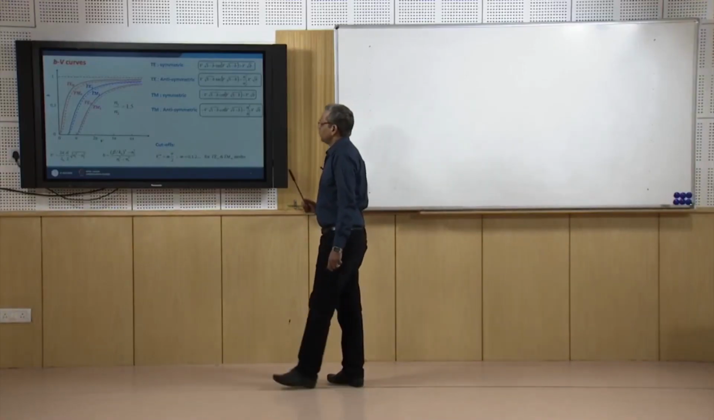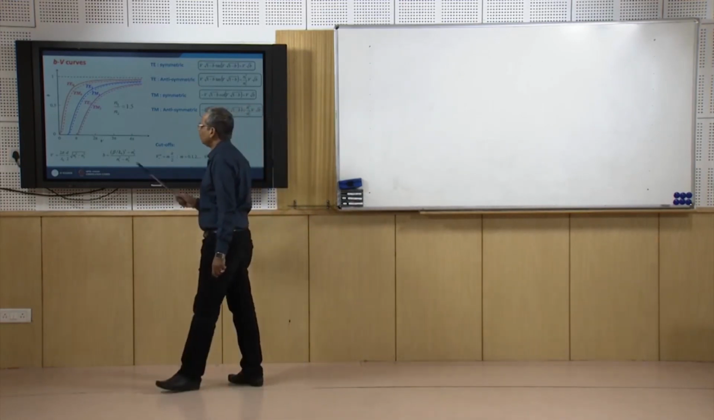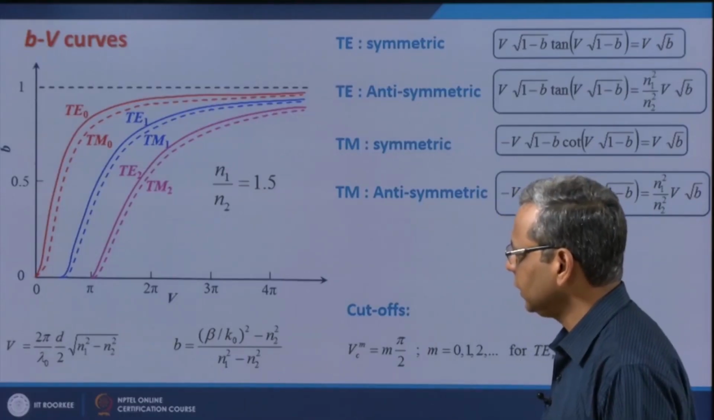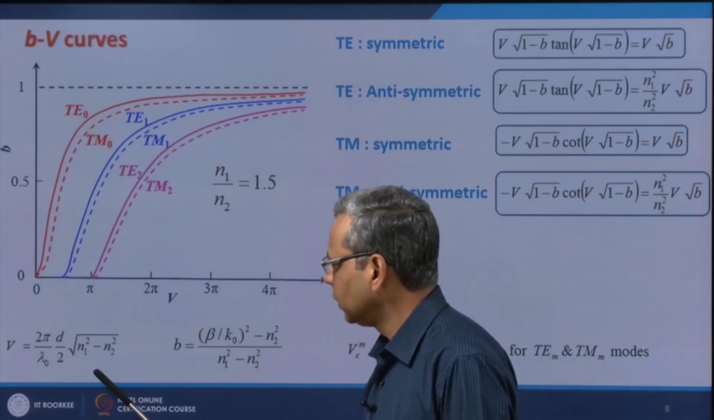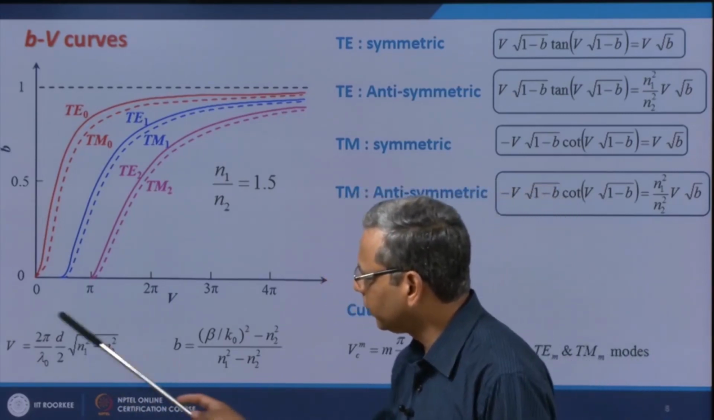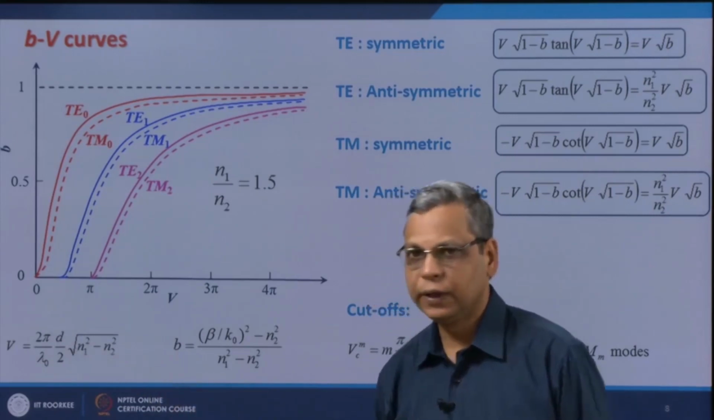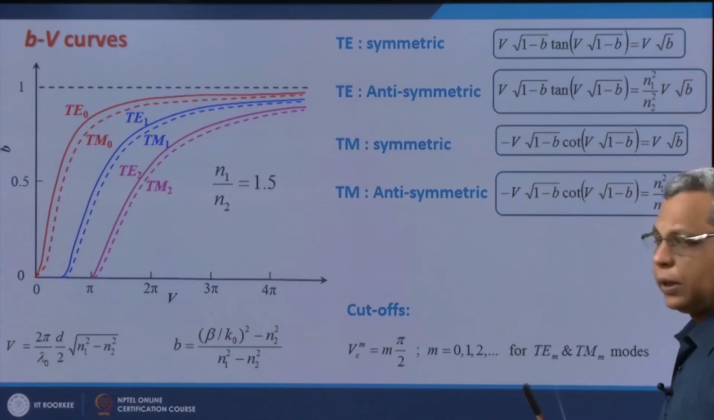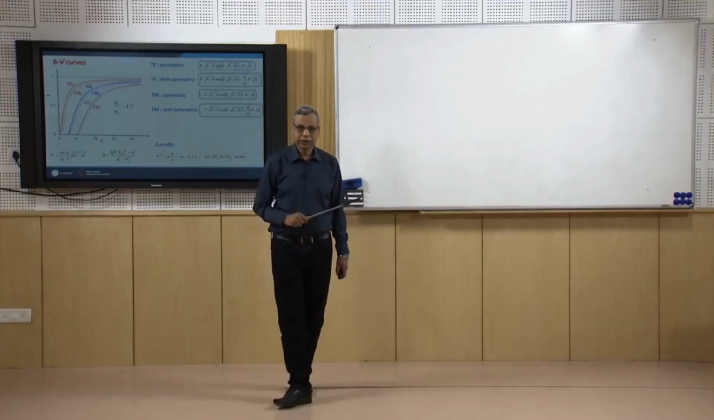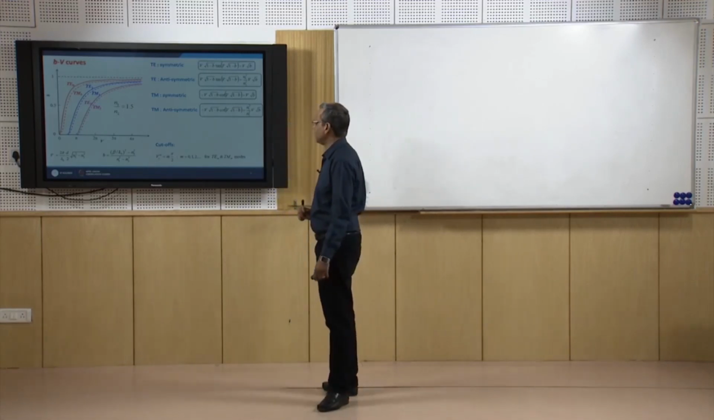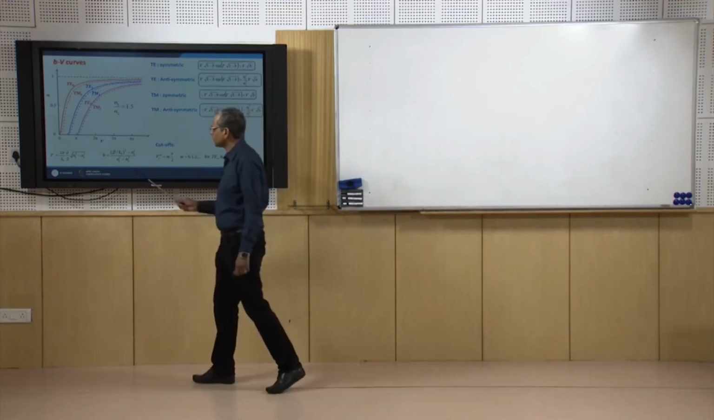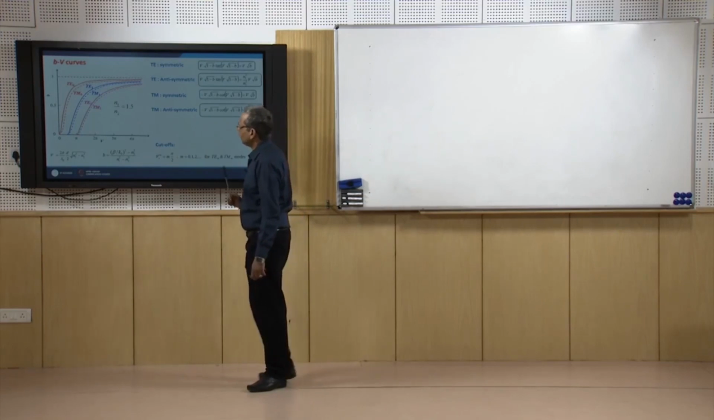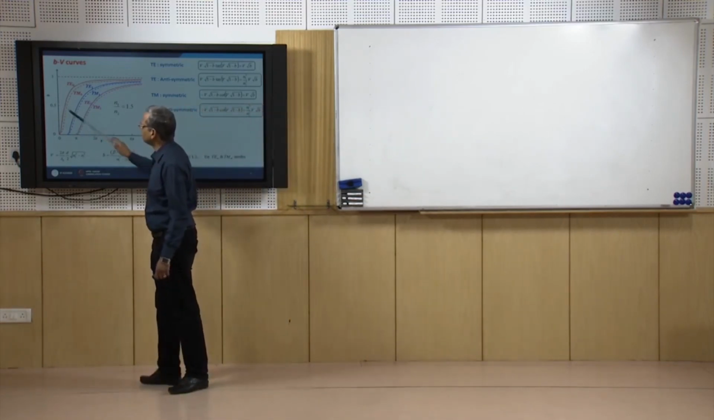So, in a waveguide, a very important diagram is the BV diagram, where B is the normalized propagation constant defined like this, and V is the normalized frequency defined like this, which contains all the information which you require about the waveguide and the wavelength. So, I can now translate the transcendental equations corresponding to TE and TM symmetric and antisymmetric modes into these normalized parameters like this, and then I can solve these equations to generate these curves.